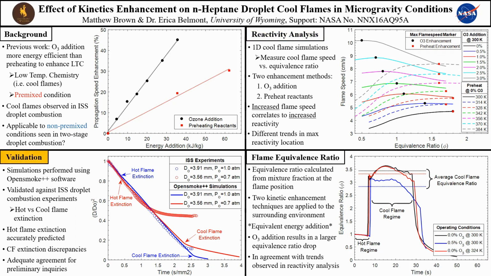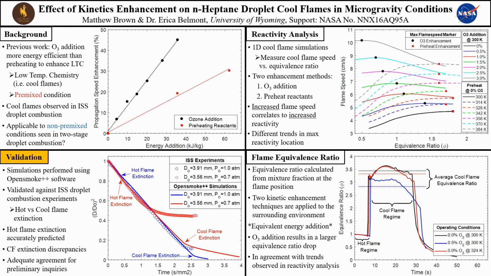Now, to compare one-dimensional cool flame simulations to droplet combustion cool flames, a droplet combustion model is needed. In this study, OpenSmoke software is utilized to simulate two-stage N-heptane droplet combustion in microgravity. The simulation is validated against experiments performed aboard the International Space Station. The first validation test was performed using a commonly studied initial droplet diameter size of 3.91 millimeters at atmospheric pressure, which can be seen as blue in the bottom left figure.